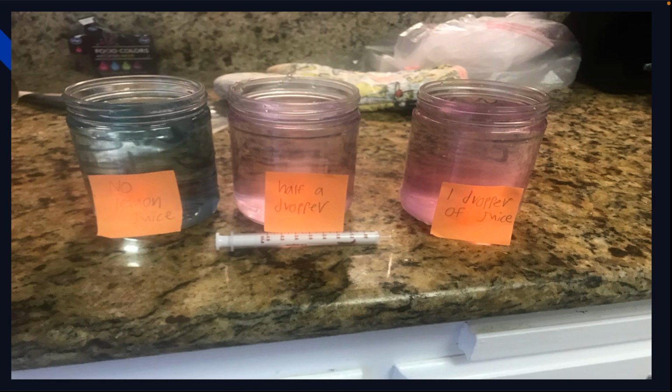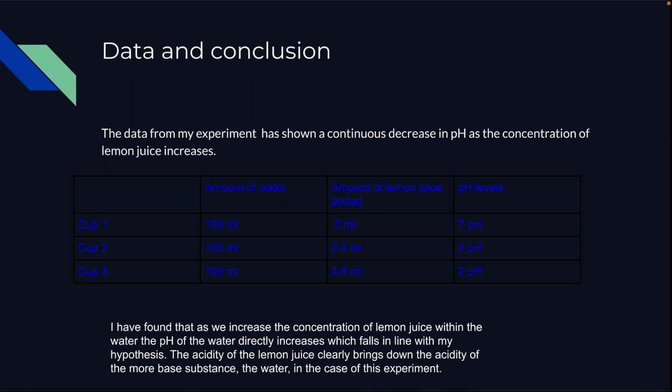The far left one with no lemon juice is blue. It's very basic. The middle one is much more acidic with the presence of lemon juice, and the far right one is the most acidic because it has the most lemon juice.